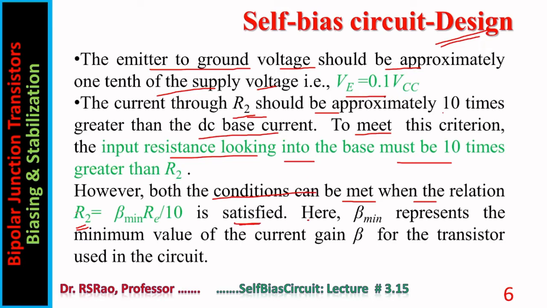Here beta minimum represents the minimum value of current gain beta. Full name for beta is large signal CE current gain. So its minimum value, beta minimum, is provided by the manufacturer. Its value can be found from the data sheets. So VCC is available. So VE is available, and when VE is available, RE can be found. When RE is available, R2 can be determined.